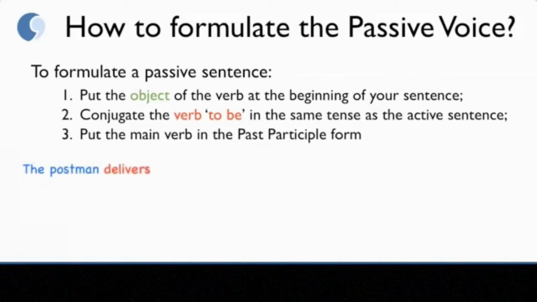For example, the active sentence is: the postman delivers the mail. Put the object at the beginning of the sentence. Conjugate the verb to be in the present simple tense, is, and put the main verb in participle form, delivered.